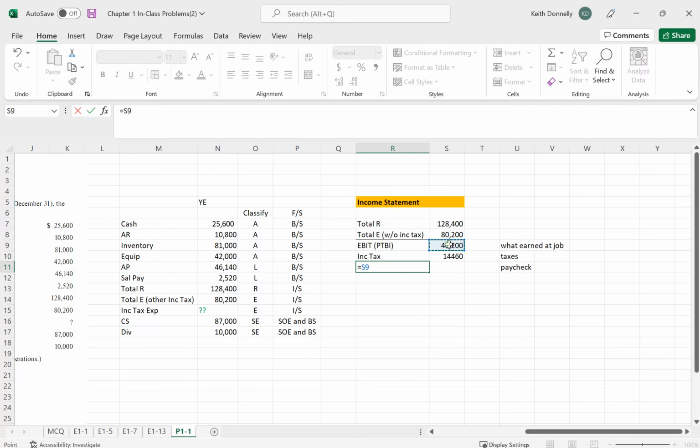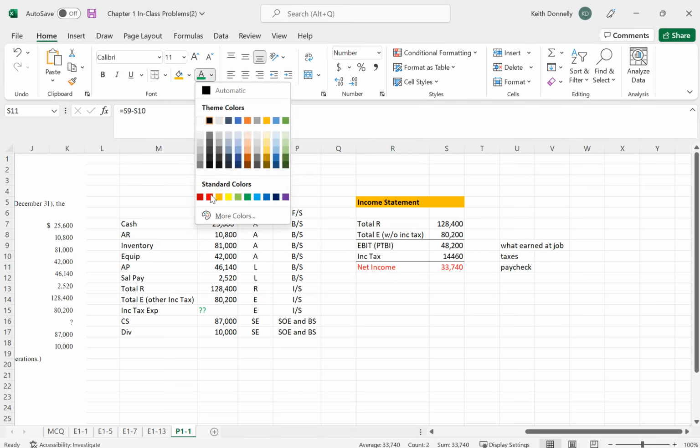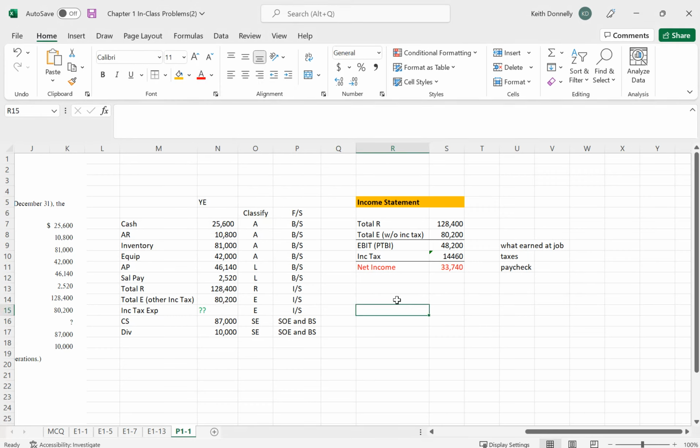So if we take our earnings before taxes, we back out our taxes. Earnings before taxes, take out the taxes. We have our earnings after taxes, or our net income. So our revenues minus our expenses equal our net income. Then we have some stop signs along the way. So I'm going to make this red.